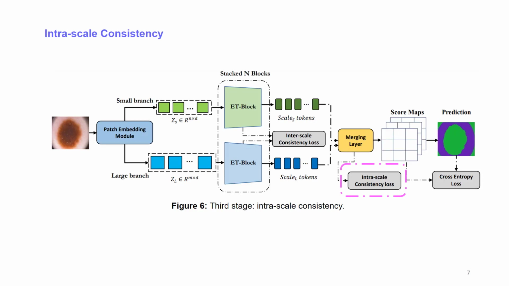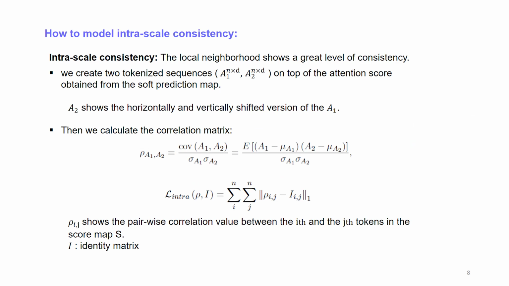Intra-scale consistency. The local neighborhood shows a great level of consistency. To achieve this, we created two tokenized sequences A1 and A2 on top of the attention score obtained from the soft prediction map, where A2 shows the horizontally and vertically shifted version of A1, and MSA stands for multi-head self-attention. We then calculate the correlation matrix and seek to maximize the pairwise correlation. To do so, we learn to minimize the L1 norm distance between the P and the unit matrix I.